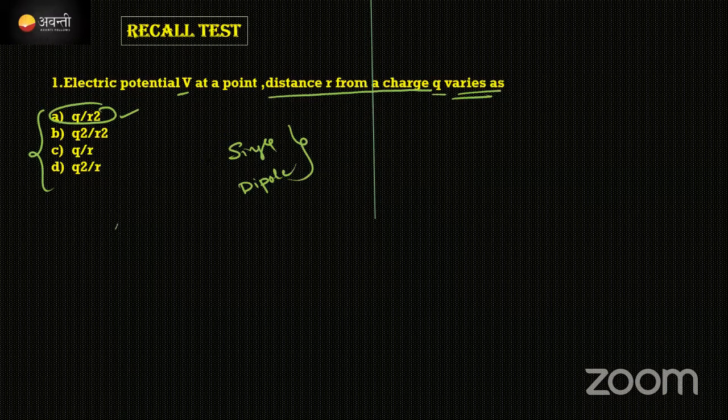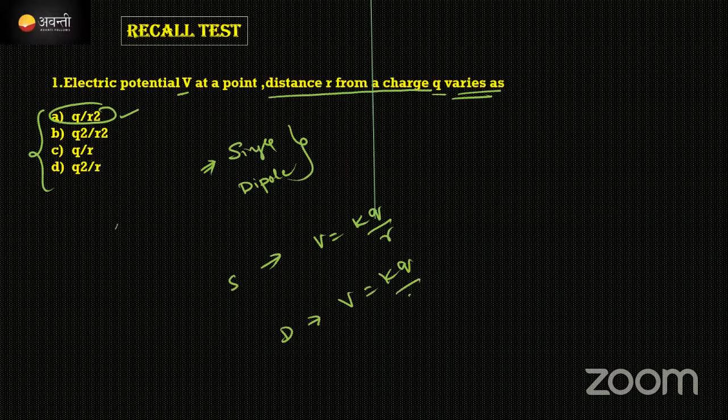If it is a single charge, the potential is k q by r, means q by r. If it is a dipole, potential will be k q by r square. Correct? Suppose this is for a single charge. For a single charge, the correct option will be option A.